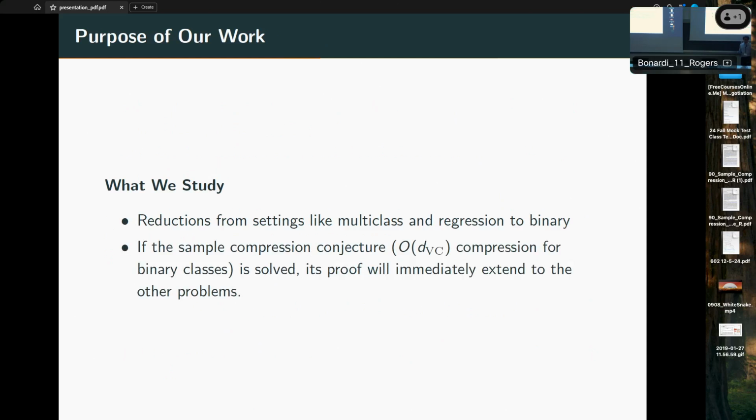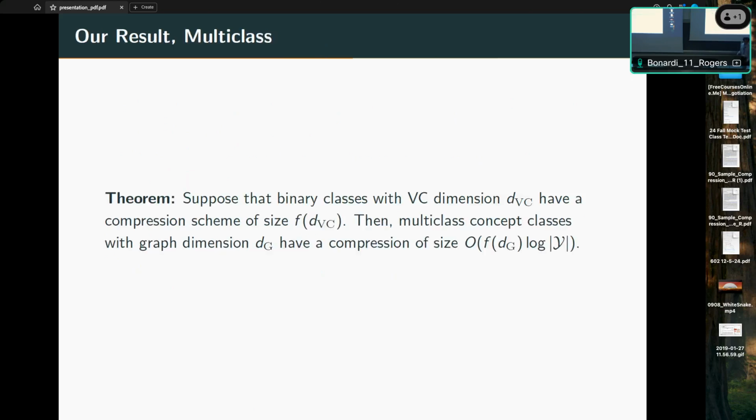So the purpose of our work is reductions from settings like multi-class and regression to binary. The goal is that if the sample compression conjecture is solved, if it's true, then its proof will immediately extend to other settings. So I'll talk about some of the results we prove.